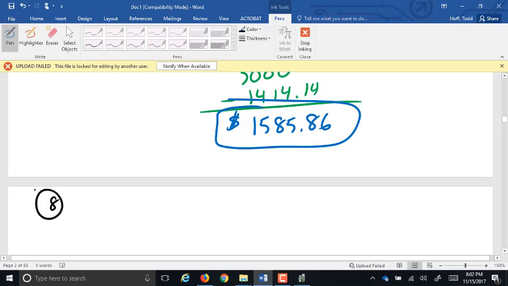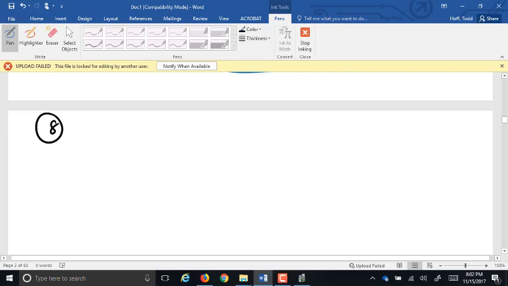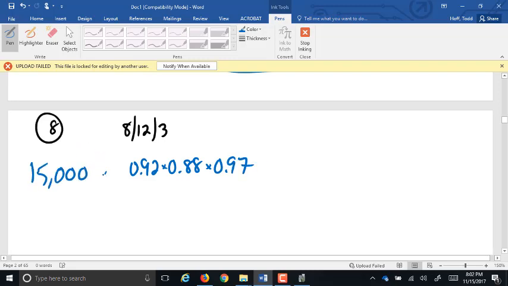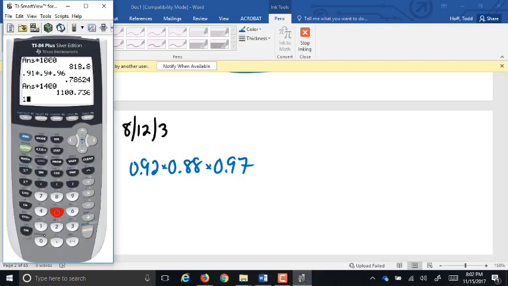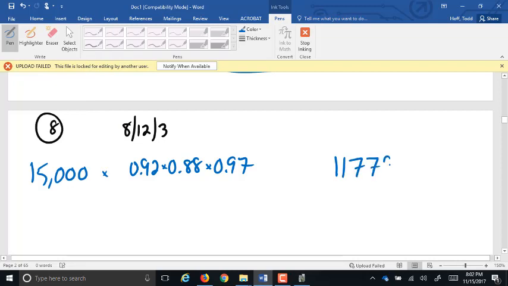Number 28. There is an 8-12-3 chain discount. So that's 0.92 times 0.88 times 0.97. Once we find that, we're going to multiply the $15,000 list price by that. You get an invoice price of $11,779.68. That's the amount that actually appears on the invoice.